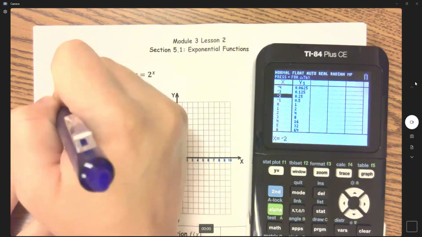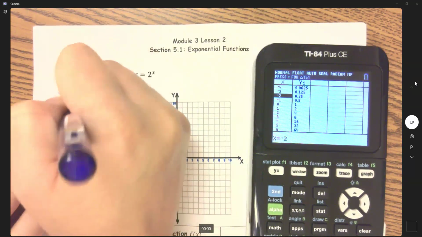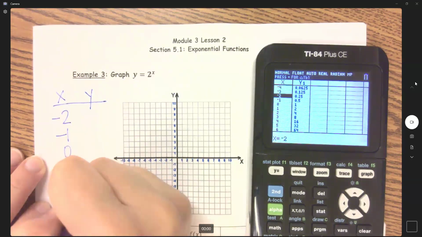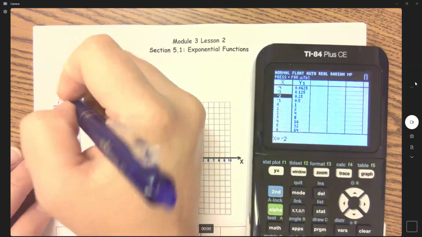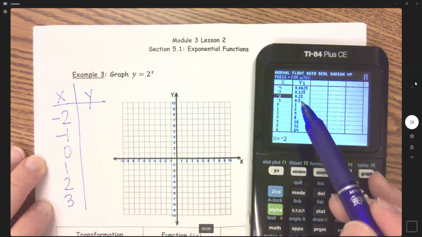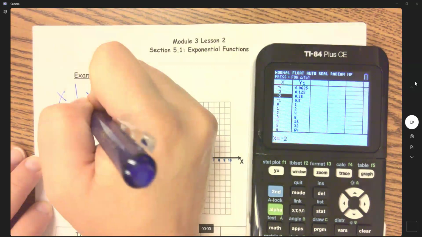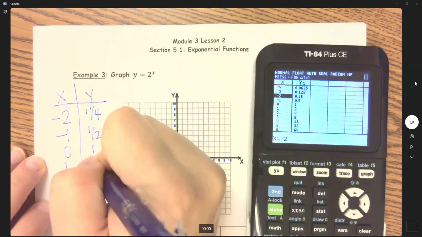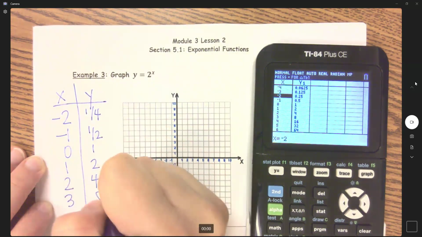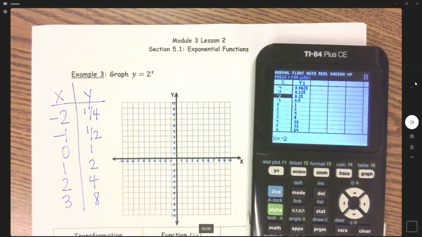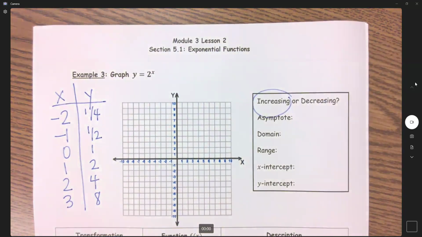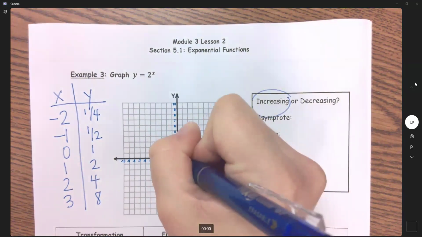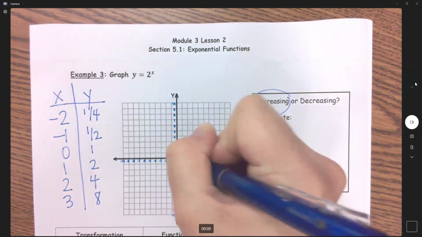So here is my table. We're going -2, -1, 0, 1, 2, 3. And we have 0.25. That is a fraction, 1/4. I'm going to put 1/4. Then 1/2, 1, 2, 4, and 8. Okay, so now I'm going to plot those ordered pairs, and I'm not going to connect them yet. I want to talk about them before I connect them.